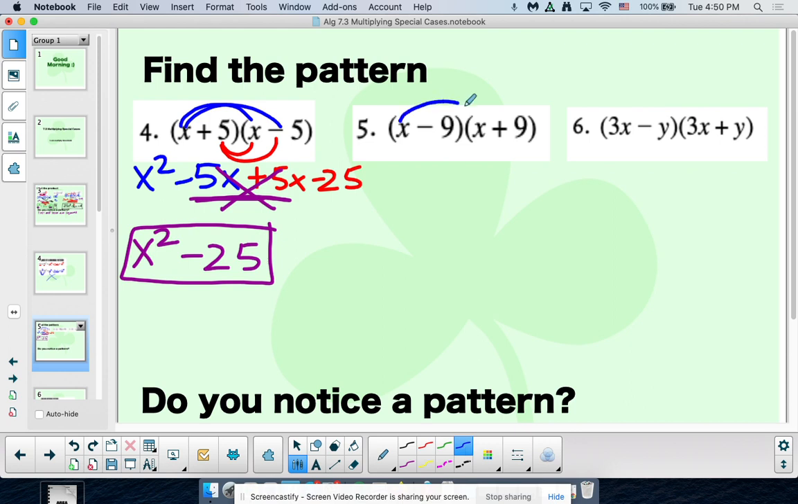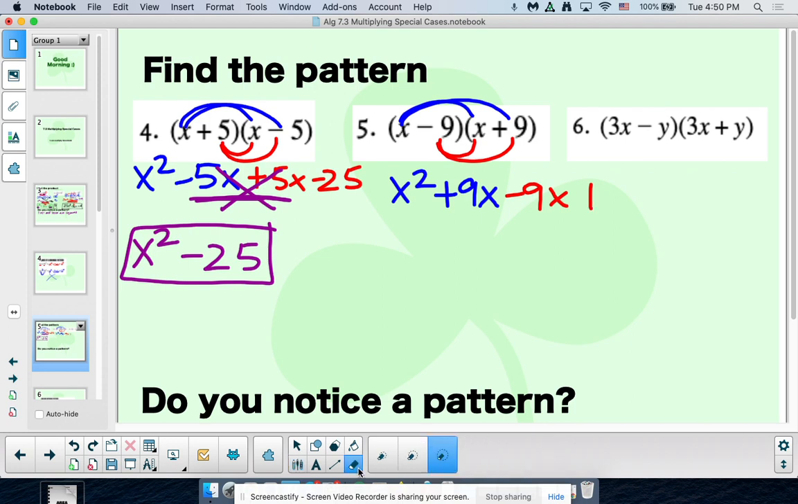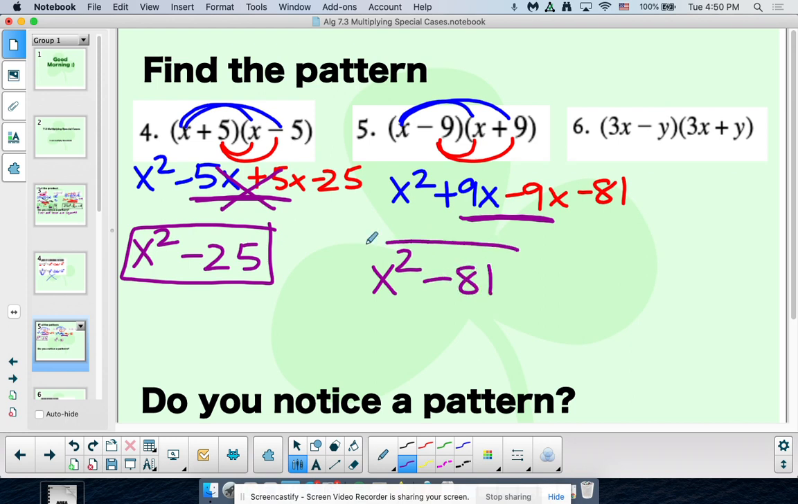Let's go again. X times x is x squared. X times 9 is 9x. Negative 9 times x is negative 9x. Negative 9 times 9 is negative 81. Again, if we did this correctly, our middles will cancel or combine, which end up canceling out in this case, right? 9x minus 9x. They go away. There we go.